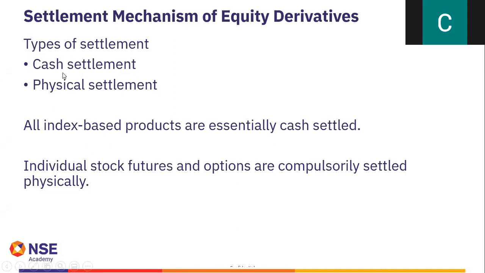For what type of contracts is this applicable? All index based products are cash settled, and all individual stock futures and options are compulsorily settled physically. So futures and options on stocks, that is HDFC Bank futures, TCS futures, Infosys futures, they are stock futures or stock options. They are settled physically. So on expiry date, if you are still holding the contract, you will be getting the shares, or you will be supposed to pay the shares.